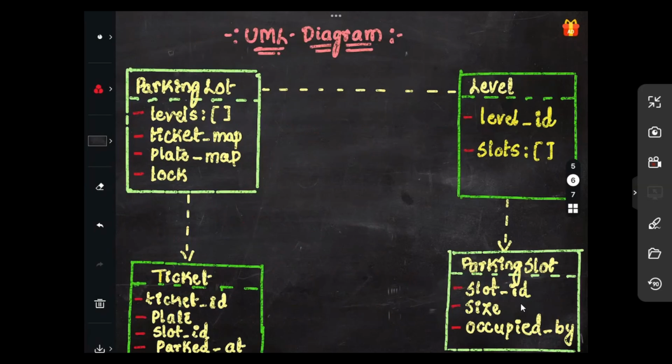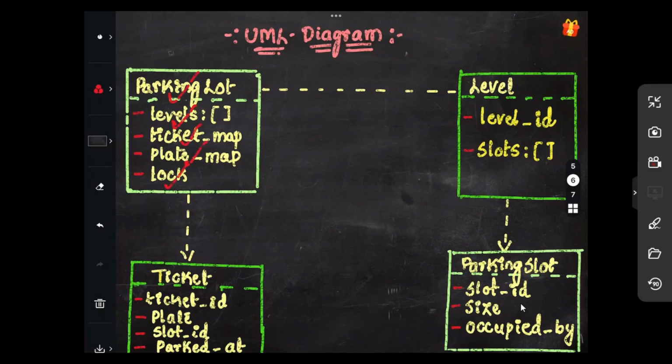What do we call the UML diagram part? So, the UML diagram here. The first one we'll be going with is the main parking lot class. This consists of the levels we have already discussed, the ticket map, the plate map, and then the lock, right?